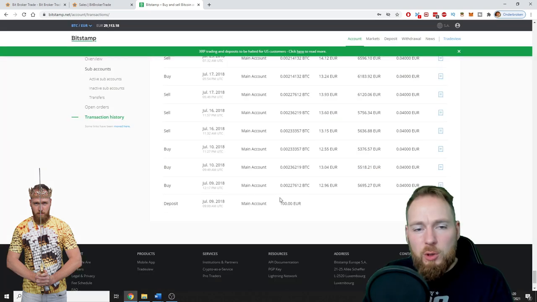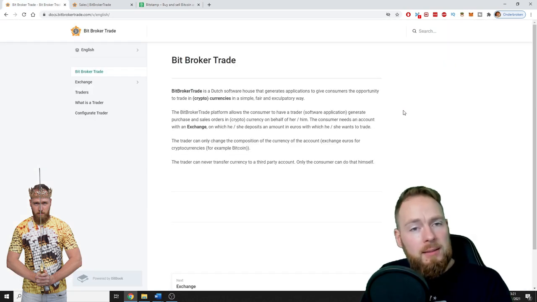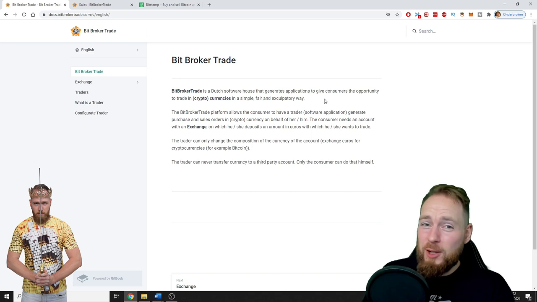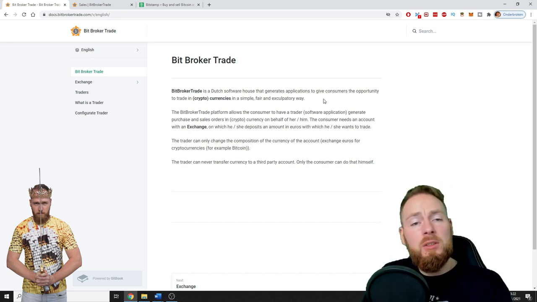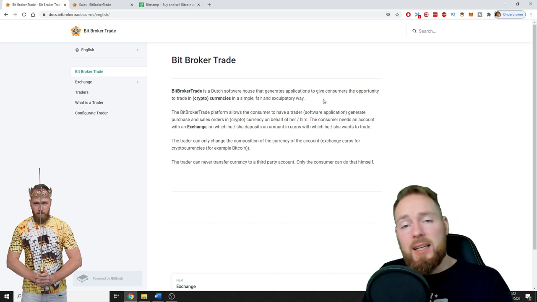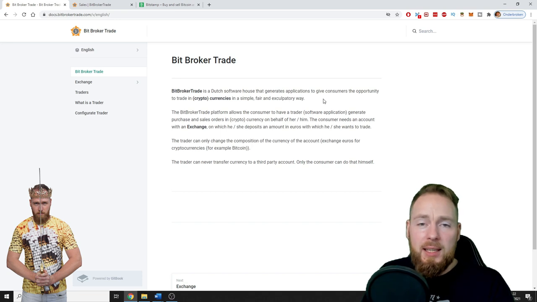with a few hundred euros. So here you can see my start date, July 9th 2018. So BitBrokerTrade made the trader. So it's a Dutch software house that generates application to give consumers the opportunity to trade in cryptocurrencies in a simple, fair and exculpatory way. So I've been trading since July 2018. The Netherlands is next to my country, guys. So if you want me to do an interview with the CEO and maker of the trading bot, then just let me know in the video description and I'll ask him.